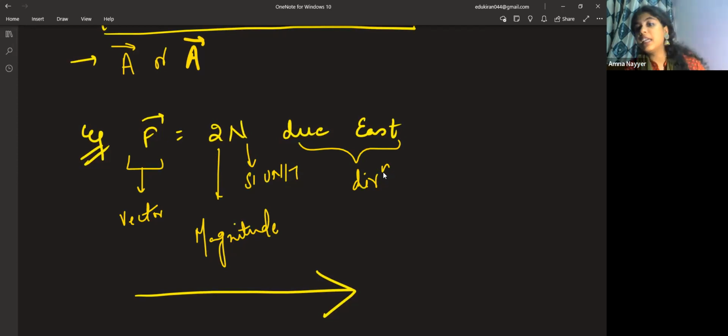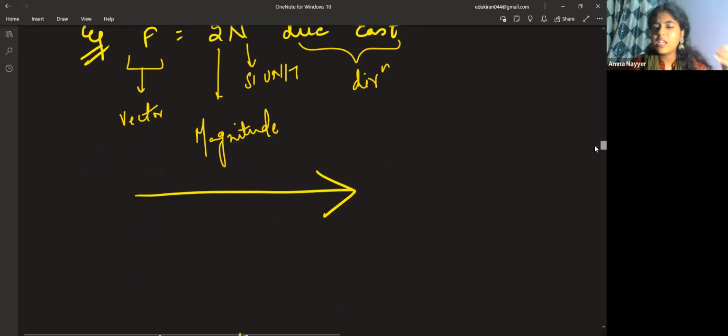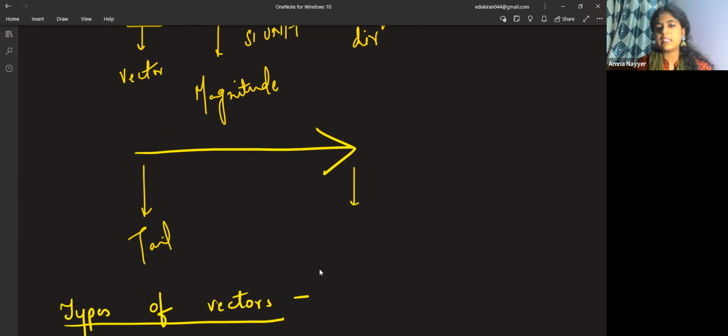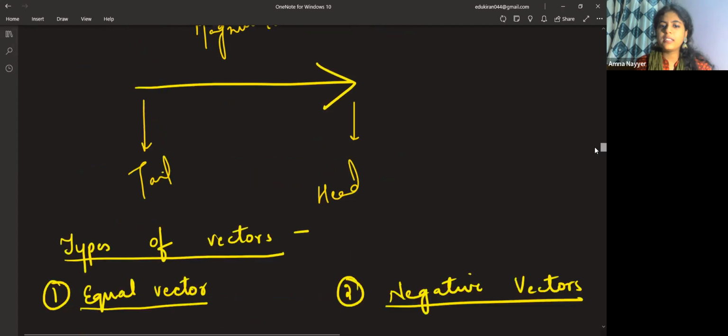Why am I repeating it twice? Because many students forget to mention the direction in vectors. Whenever you have force, you have the next lesson, laws of motion. It is completely based upon force, friction, every force is present. So this is how you depict a vector: head of the vector and the tail. This part is the tail of the vector and this part is the head of the vector. This is how you depict vectors.